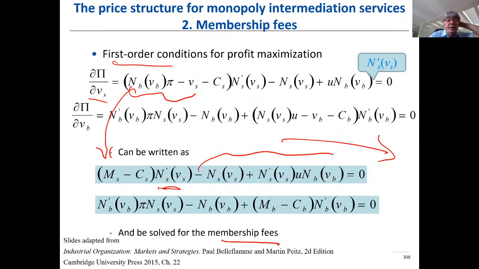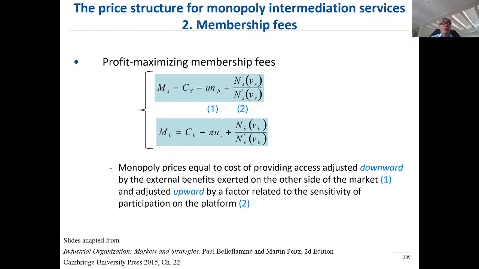Okay, because if you take the derivative and divide by this, you get rid of this here and so on, and you get a very nice result. This result is the one we have here, and we have to interpret that. Actually, Paul and Martin helped us here. What we have here is that your membership fee for sellers is just the cost of sellers minus something plus something. Minus something and plus something.